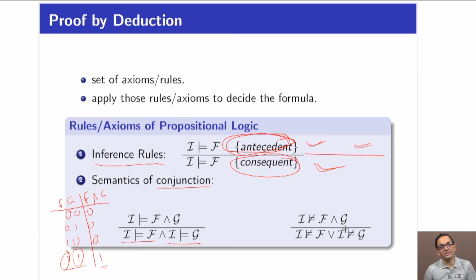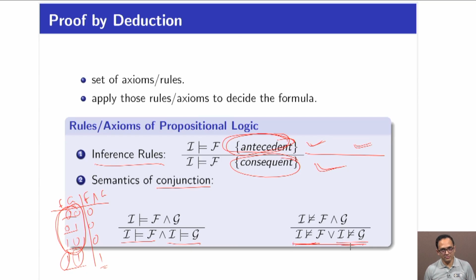Now if the interpretation does not satisfy f and g, then what will happen? It is one of these 3 scenarios. It means at least one of them is 0. What does it mean? Either it does not satisfy f, or it does not satisfy g. That is the meaning of 0. In all these cases, at least one of the values is 0. So this is what is given here: if I does not satisfy f and g, it means I either does not satisfy f or it does not satisfy g.